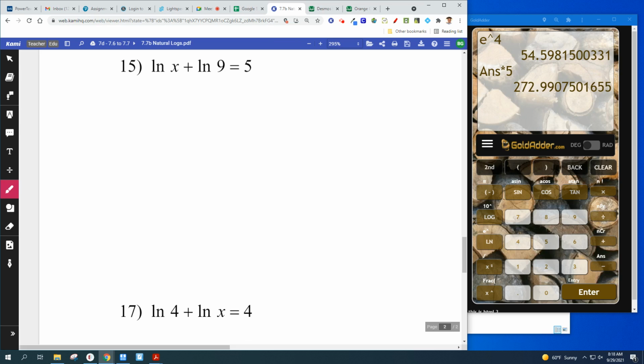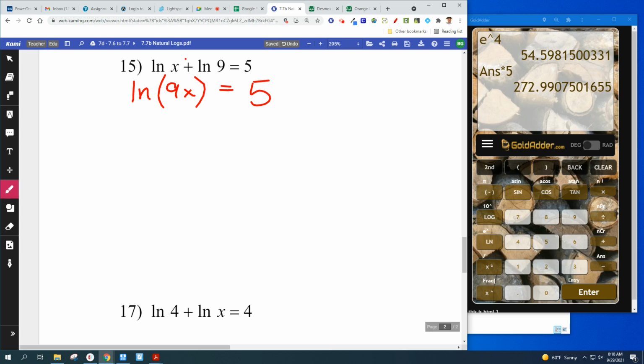Okay. Need to condense the logs. So we know that the plus is going to change into times, right? So natural log of x times 9. I might just switch that around. It's times, right? It's multiplication. X times 9, 9 times x, 9x, whatever. Same thing, it's really the same type of deal.